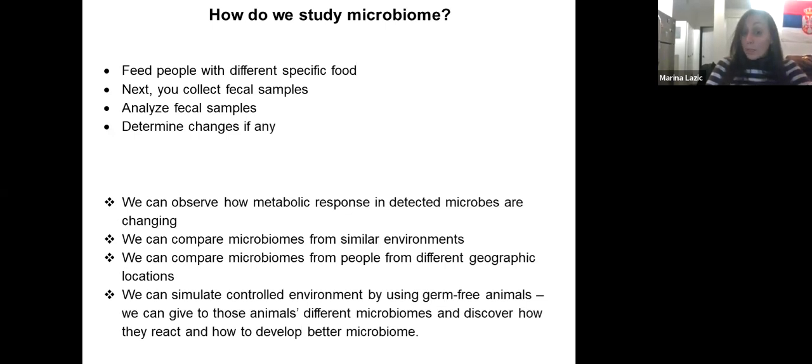But what you can do is simulate a controlled environment, and that's done by using germ-free animals. Then you feed them different food, and you follow how microbes develop in their gut based on food. The good thing is that apparently we can change our microbiome by just changing our nutrition, which is good.